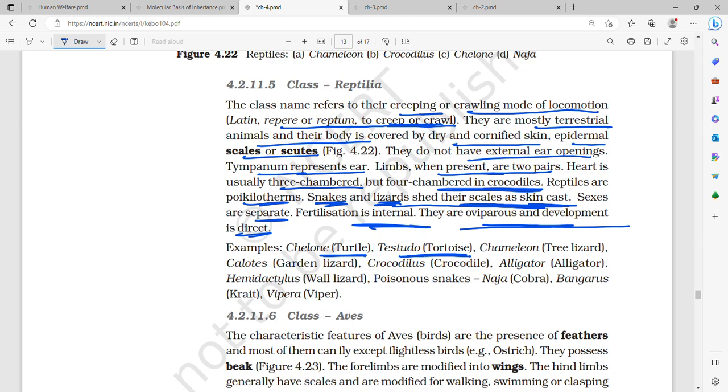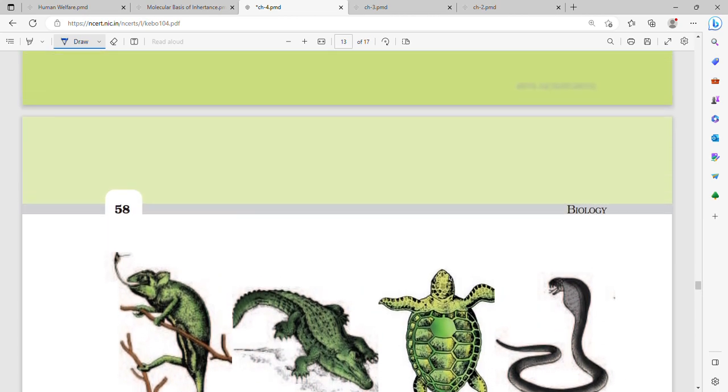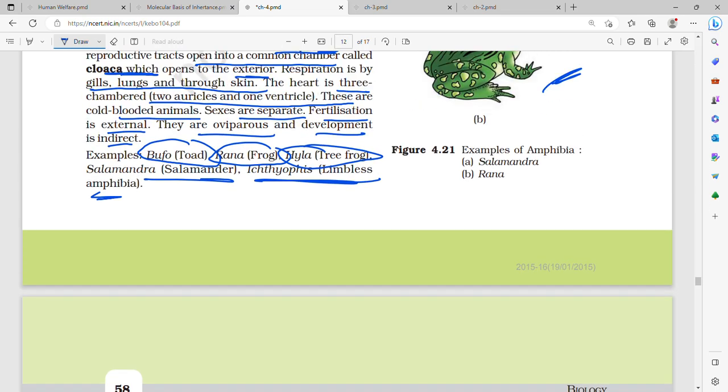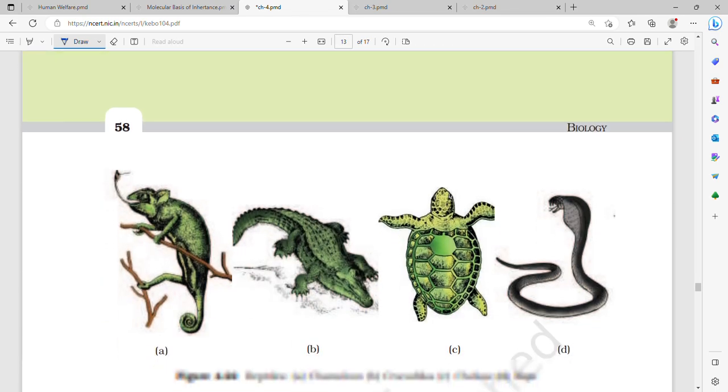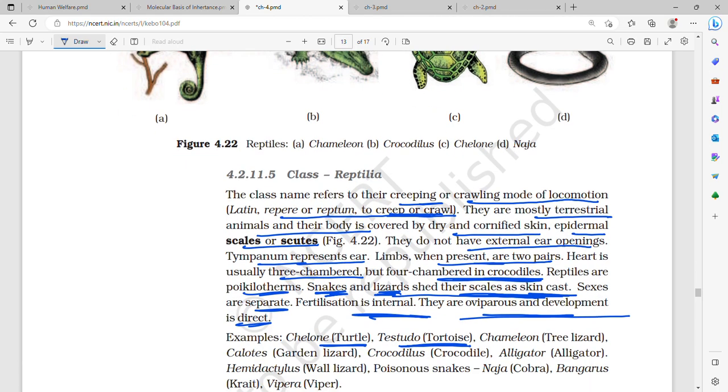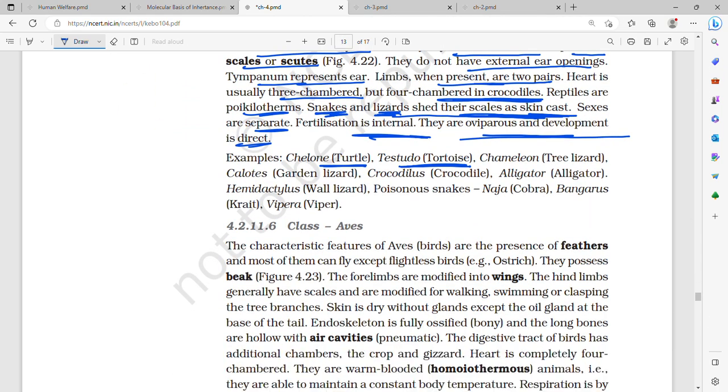In frogs, fertilization was external. You see tadpoles and all, they lay eggs and then they go. Examples: Chameleon, tree lizard; Calotes, garden lizard; Crocodilus, crocodile; Alligator, alligator; Hemidactylus, wall lizard; poisonous snakes: Naja, cobra; Bungarus, krait; Vipera, viper.